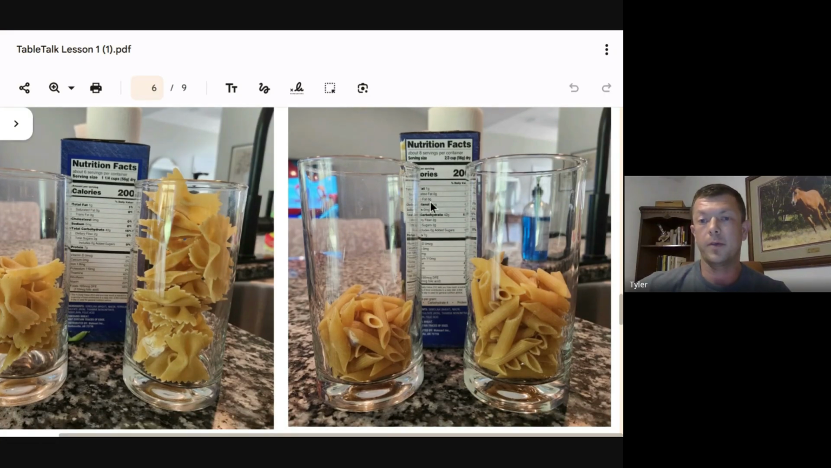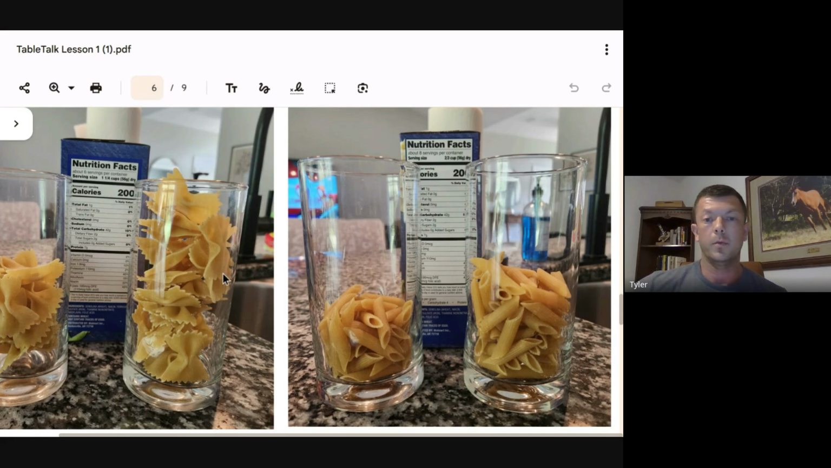Same on the right-hand side picture, that's the penne noodles. Not as noticeable of a difference due to the shape of the noodle, but still a significant difference in the quantity of pasta that is actually 56 grams on the scale versus their volumetric measurement of 2/3 of a cup.